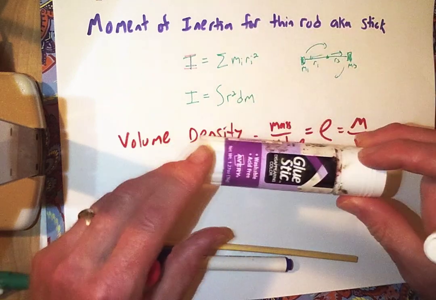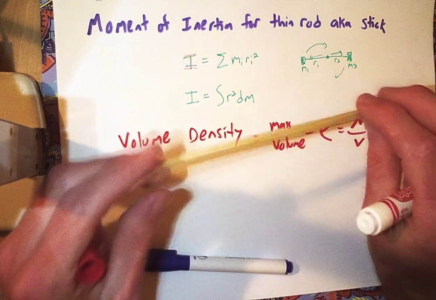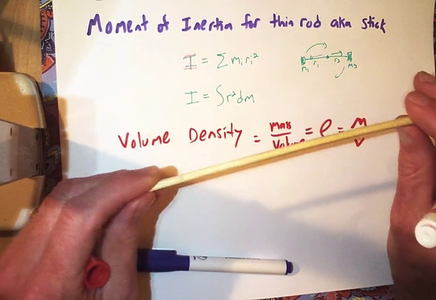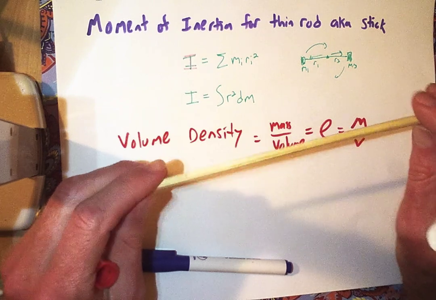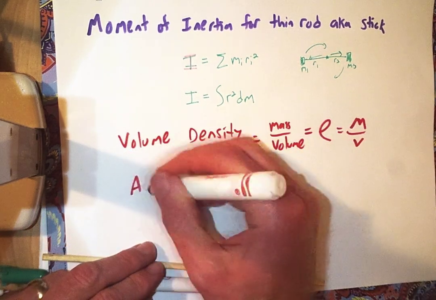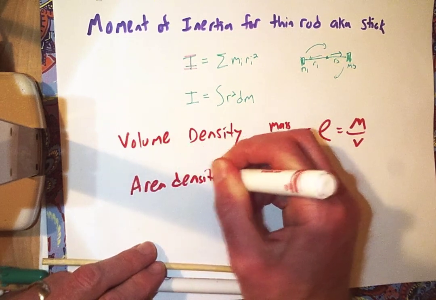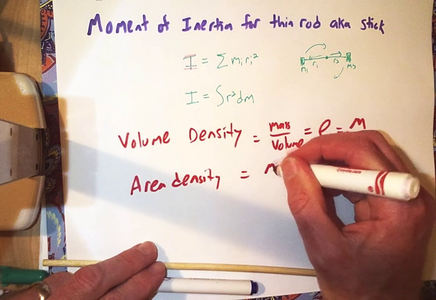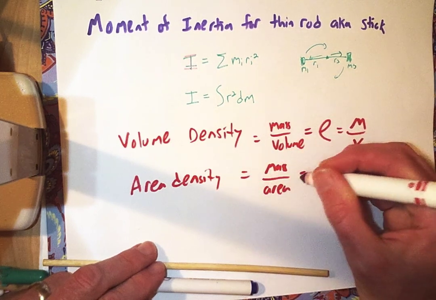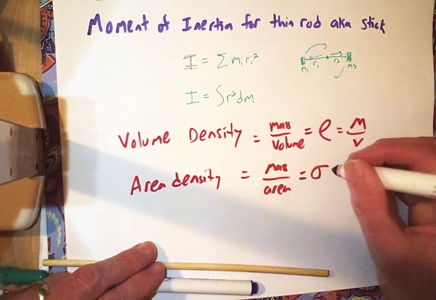I don't know what I have here, glue stick. That's a bad example because that's non-uniform. All right, so this is a solid object and it's got 3 dimensions. So we would say it has a volume density. We could also do a different kind of density, and we could have an area density. That's going to be a mass per area, which is strange to think about. That is going to be a sigma. That's the symbol for that.